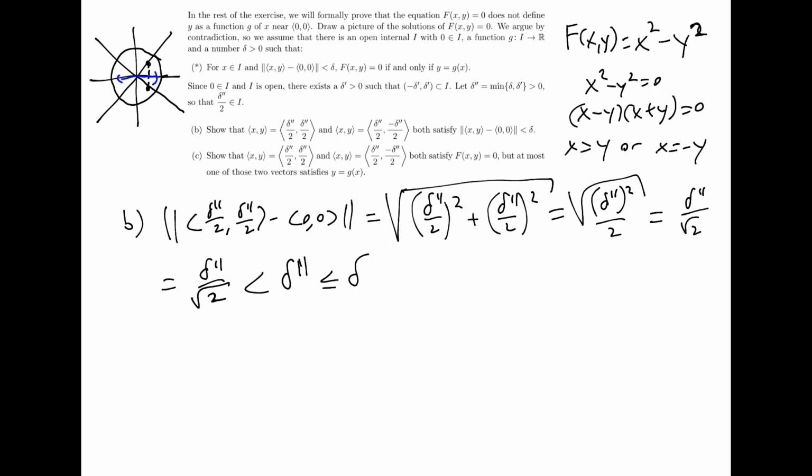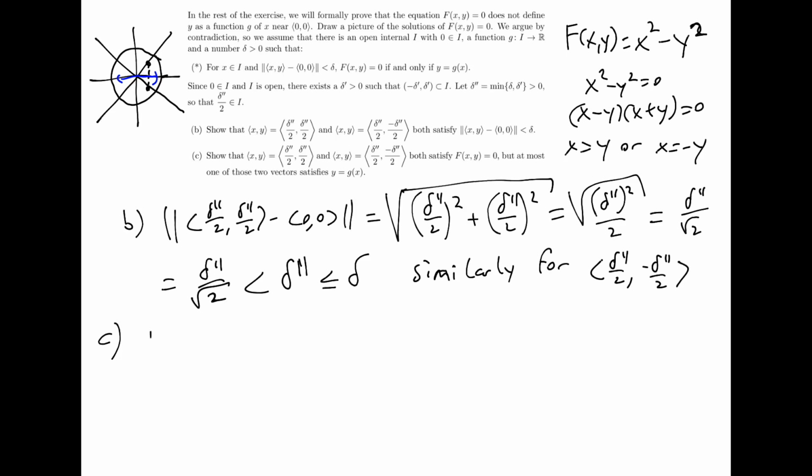Okay, I will not write out the second point, but the whole computation is exactly the same, because minus delta double prime over 2 squared is the same as delta double prime over 2 squared. So that's just the same. Of course, you should write it out yourself, but check yourself. But in this explanation, I will not do this. And now finally we have to show that both of them satisfy the equation, but at most one of those two vectors can be on the curve where y equals g of x, which shows that, as it's explained in the original exercise, the original assumption was false, that we cannot write y as a function of x.